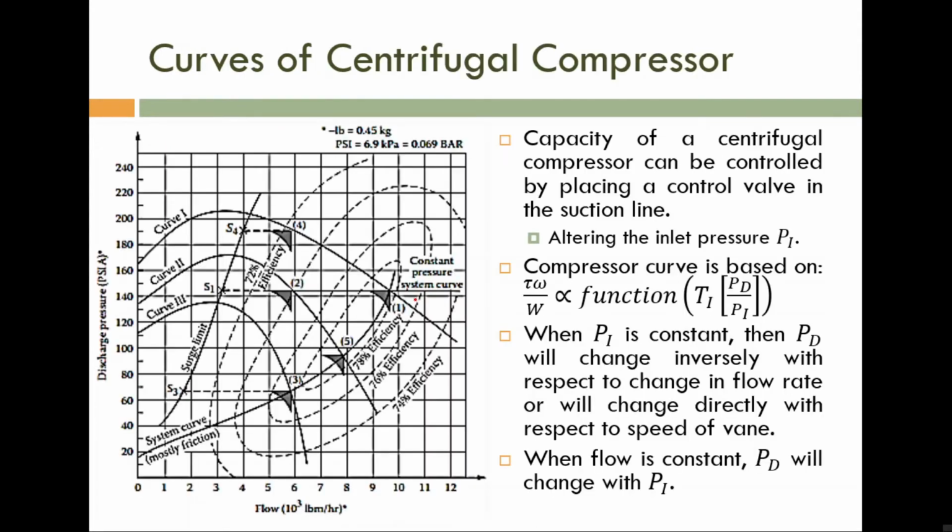Okay, so this one is a Kirchhoff centrifugal compressor. I told you the compressor curve is based on the equation tau omega divided by capital W, that is a function of Ti into Pd by Pi, where Pd by Pi is the compressor ratio. So you can see that this compressor ratio is a nonlinear function of tau omega divided by W.